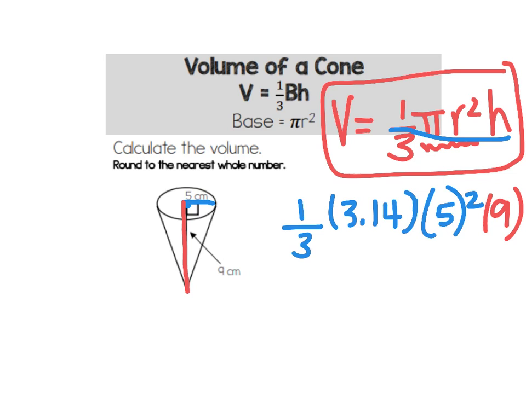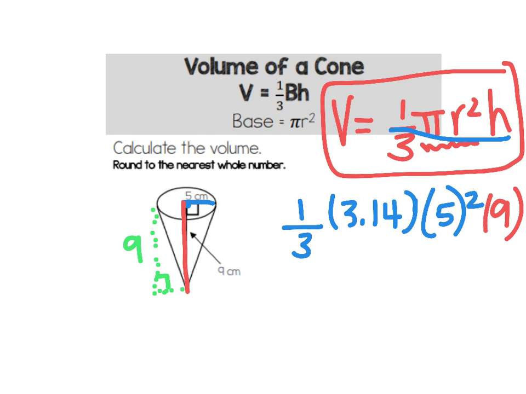Sometimes the height can be drawn outside, which we saw with triangles. Sometimes they'll draw the height out here using dashed lines, and they'll put a box there. So sometimes they might put the height on the outside of the cone, or it could be drawn on the inside of the cone.